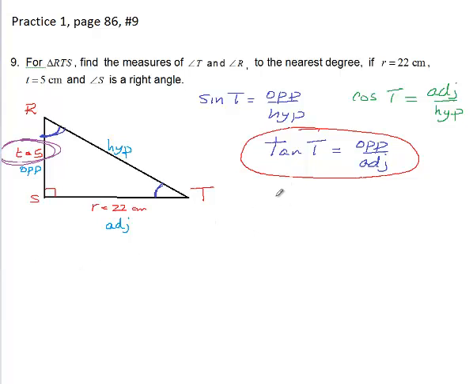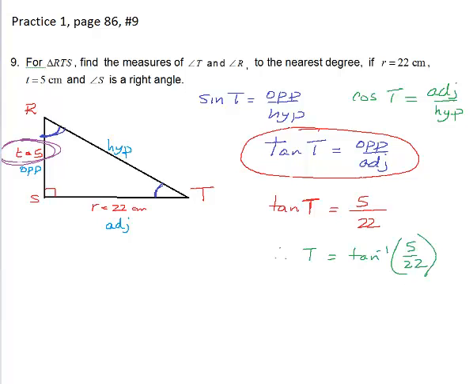Now, how do you write it again? You write the word tan, and if you don't know the angle, you write the capital letter of that angle right next to it. So tan of angle T is the opposite side, which we do know, divided by the adjacent side. Now, remember, if you don't know the angle, then you have to use the inverse of that ratio to get it. So here's how you write it. Tan T equals 5 over 22. Therefore, angle T equals the inverse tan, which is tan to the minus 1, of 5 divided by 22.